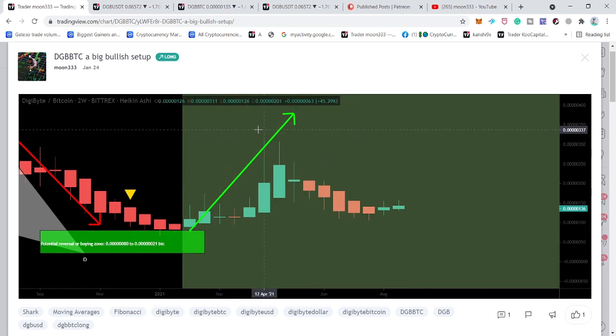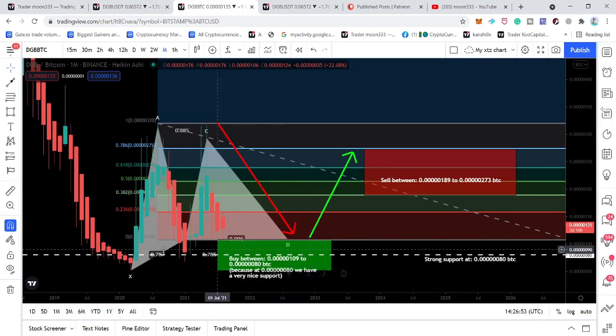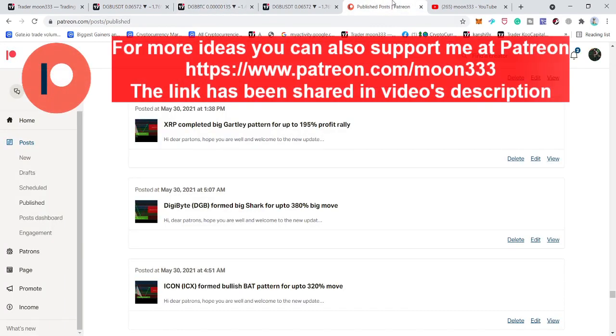This time again, the DigiByte has formed a very big bullish reversal setup, even bigger than this one. You can see that this is a very big bullish harmonic guardian move on the monthly time frame chart. Now I'll show you complete buying and sell targets for this trade.